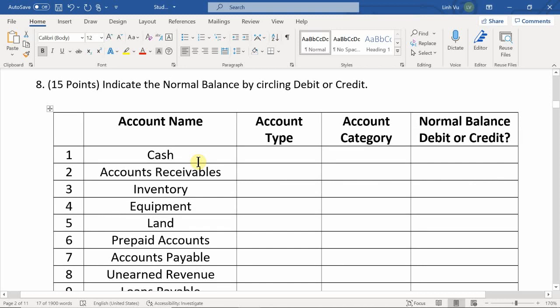Okay, so in this one, number 1, the account is cash, which is straightforward, right? What kind of account type, category, and normal balance would cash have? It's an asset. It definitely is an asset, right? Cash is what you own. It's a current asset, and it's current because it's already in its simple liquid form, its readily available form, which is cash. And what kind of balance would it have? It would have a debit balance. Good.